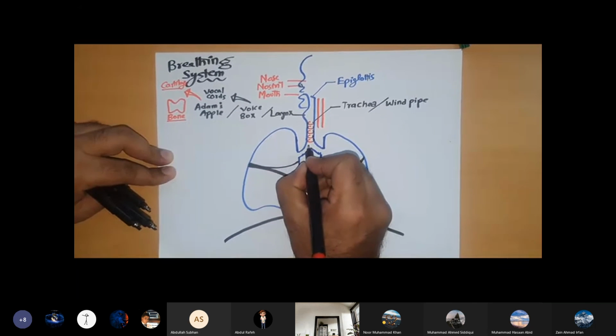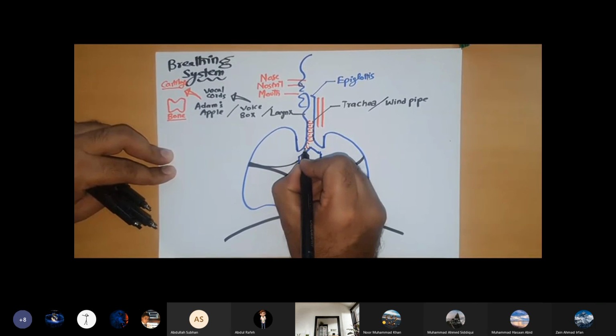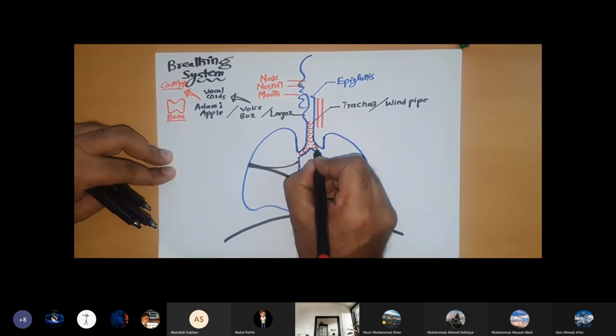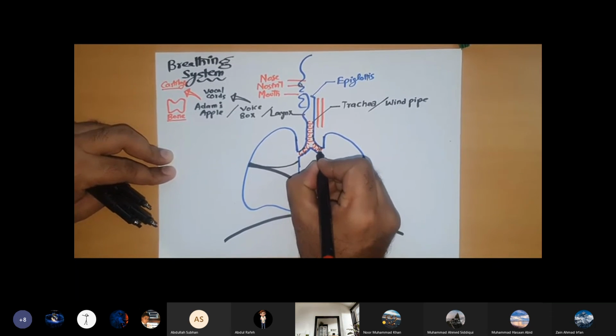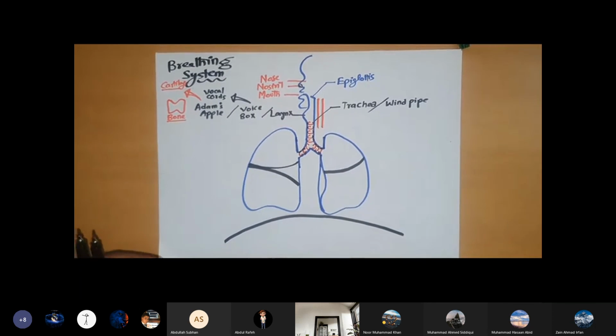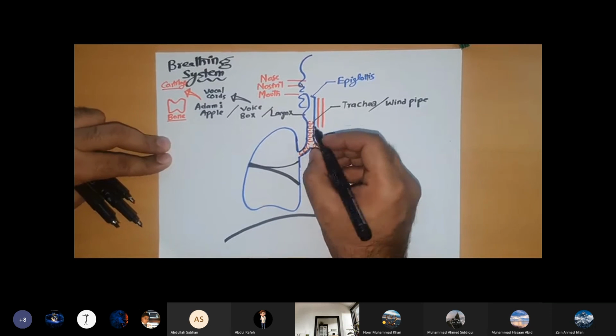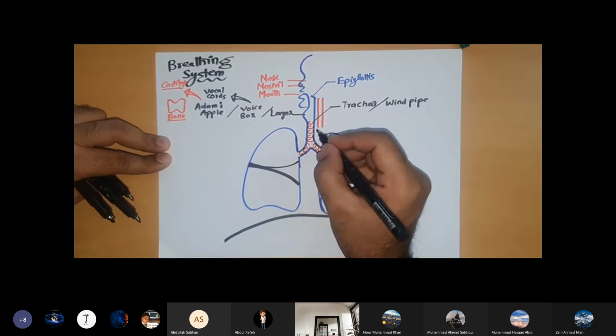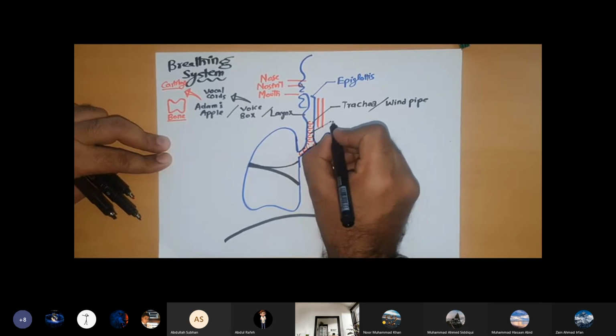Now again, I just mentioned a few moments ago that cartilage and bone are totally two different structures. When you go to A levels, then you will learn the difference between cartilage and bone. So this is a C-shaped cartilage ring. Let me label it over here.